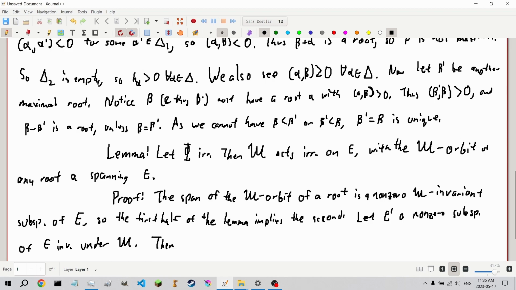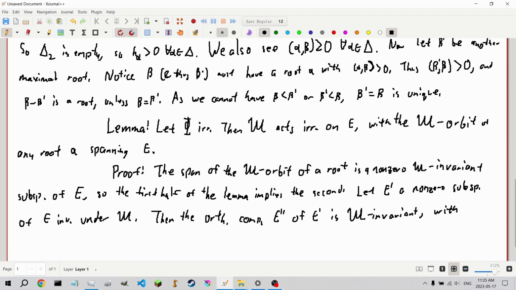Then the orthogonal complement, E double prime, of E prime is also going to be Weyl invariant, with our space E decomposing into the direct sum of E prime and E double prime.